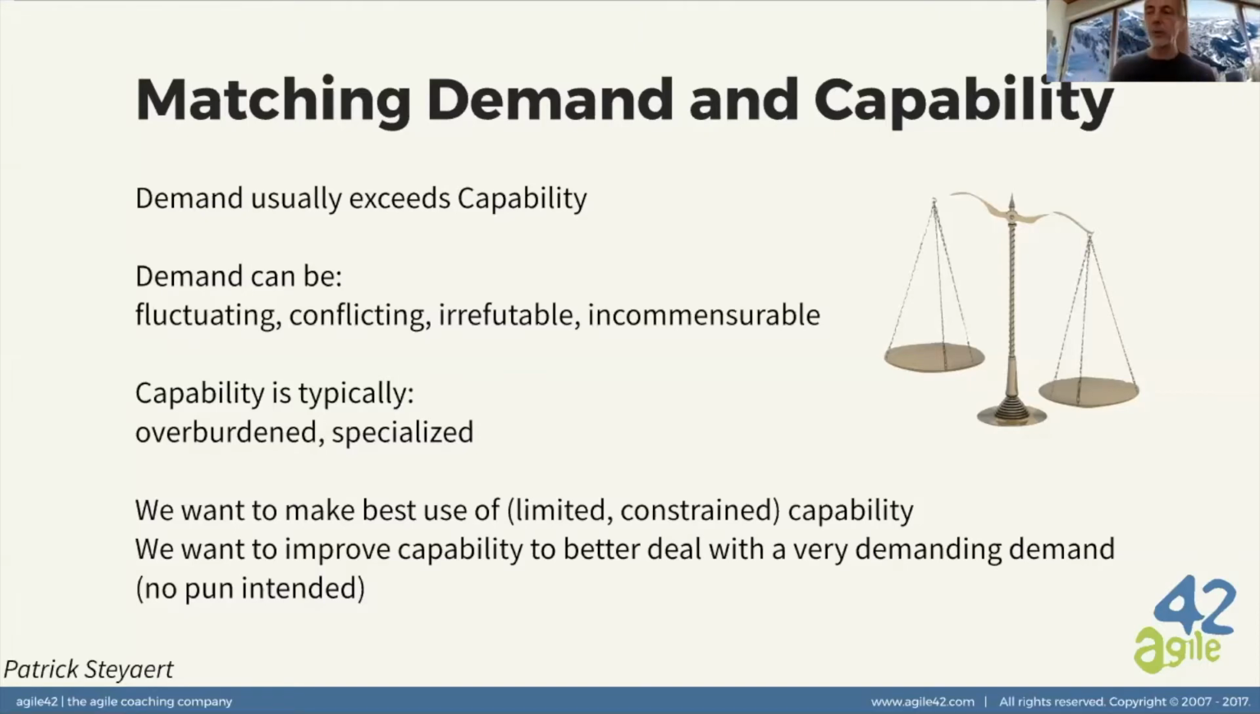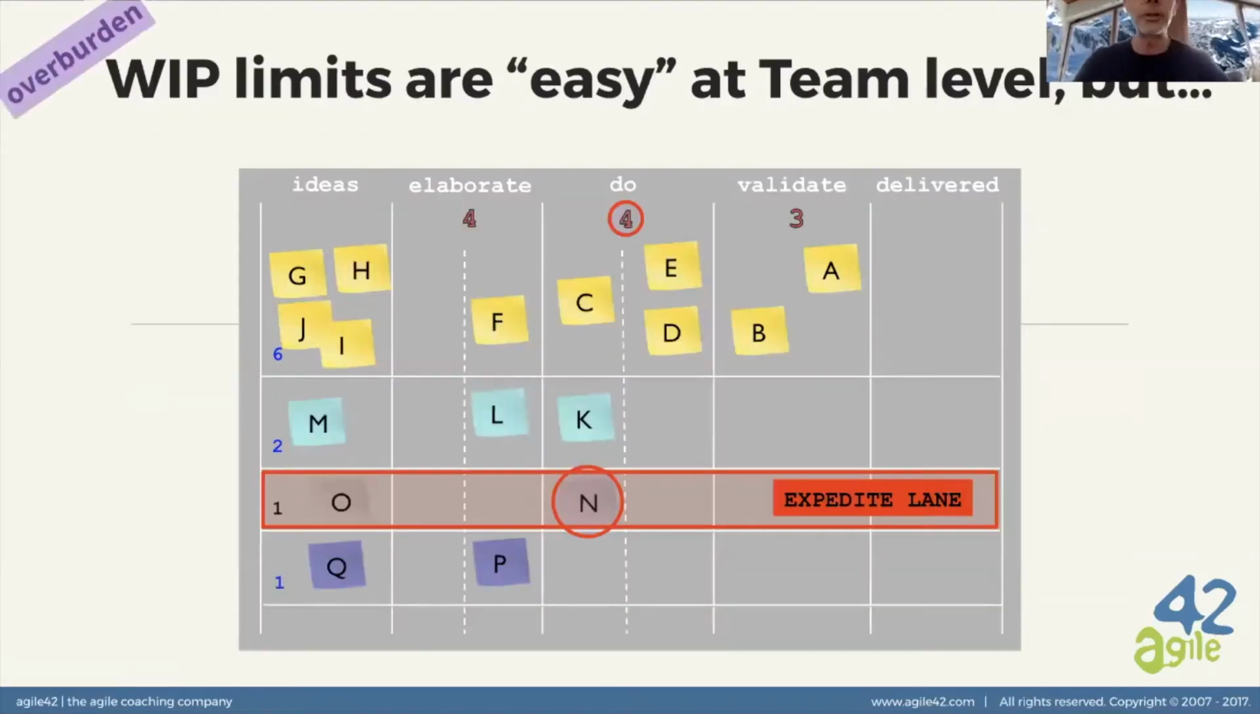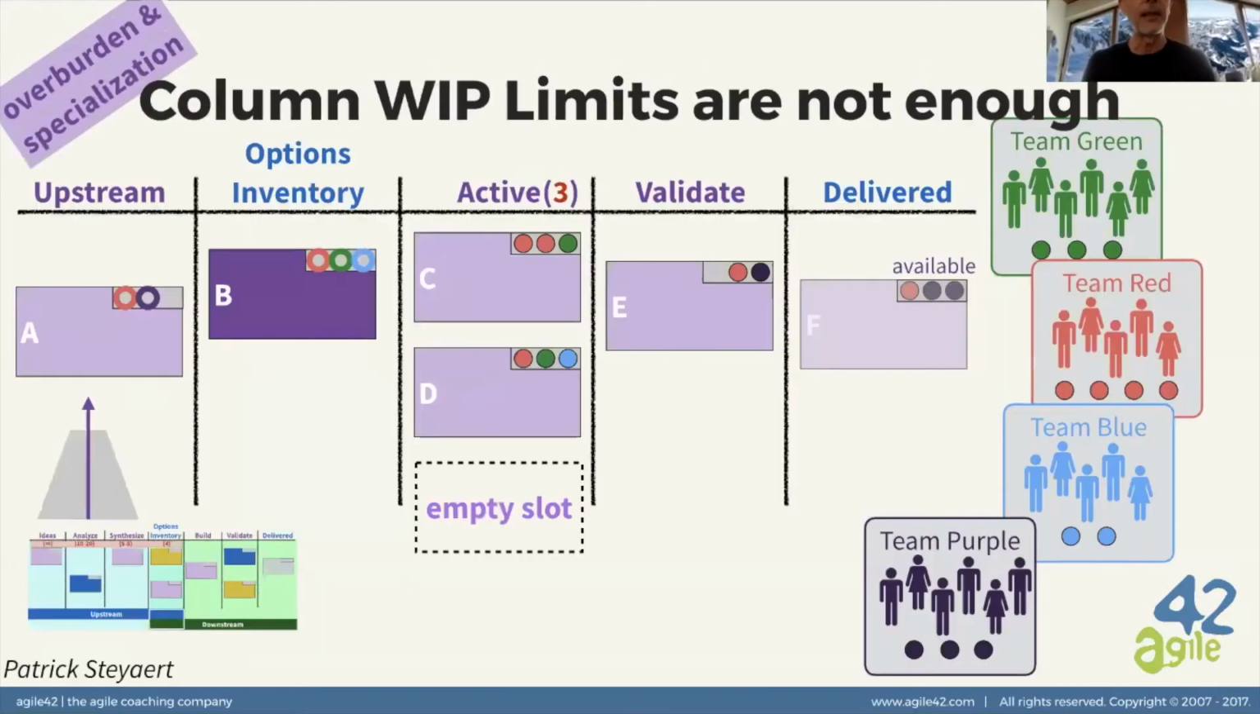So now we are going to look at some of these characteristics of demand and capability. So let's start with overburden. So avoiding to overload people and teams. Now at the team level, that's reasonably easy. If you're using Kanban, you can use WIP limits and columns and swim lanes, whatever. If you're using Scrum, the sprint planning helps you to avoid overburdening the teams, but that's not enough. And you cannot simply replicate the same scheme at the portfolio level. So yes, you can add the WIP limits to columns.